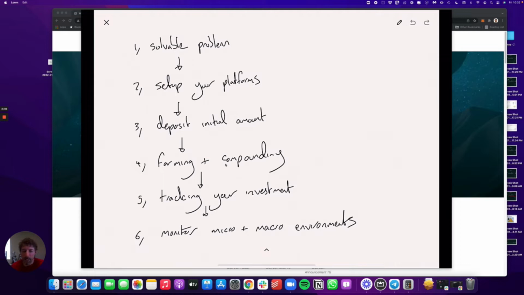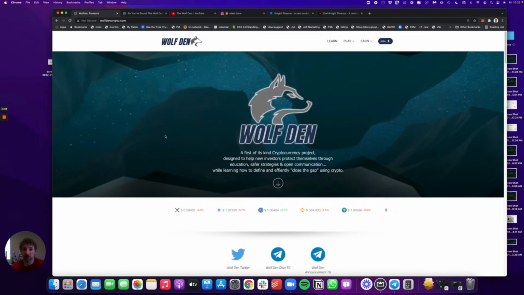So farming and compounding, what does that even mean? I learned all about this from these guys, from the Wolf Den. And the website is here, wolfdencrypto.com. I'll let them know that their security isn't working on the web page. That's just a certificate, that's fine. I do websites for a living, I understand what that means.